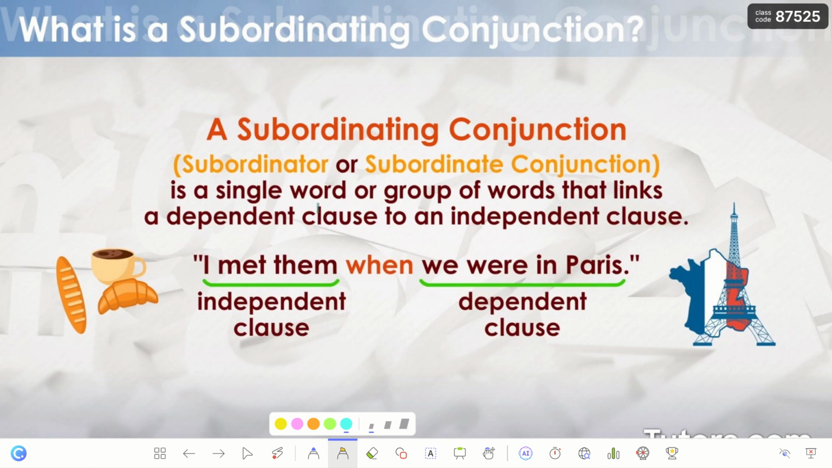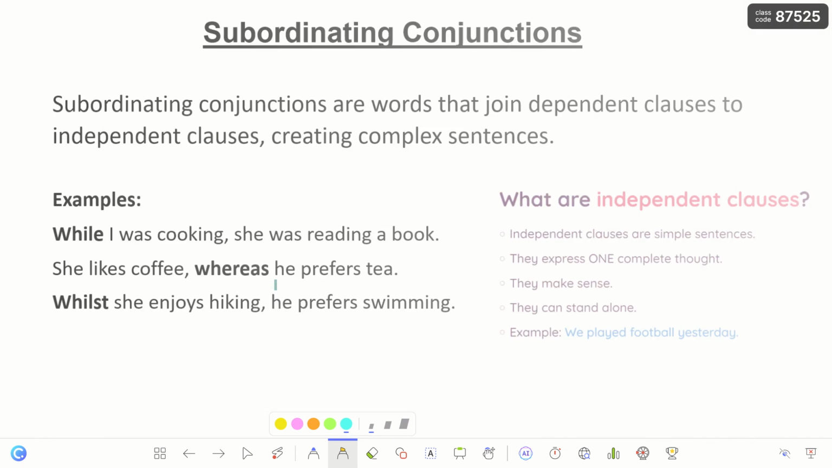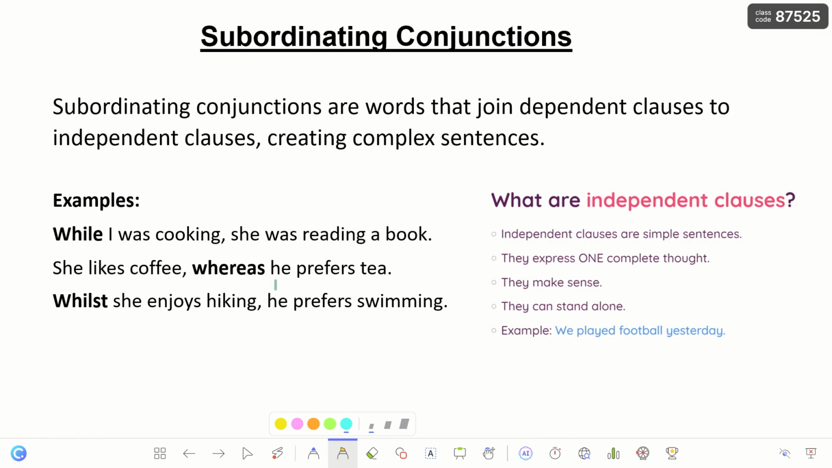Subordinating conjunction, a single word or group of words that links a dependent clause to an independent clause. I met them. This is the independent clause. The dependent clause, when we were in Paris. This is the dependent clause. It doesn't have any meaning without this part. The same explanation that I have just said.